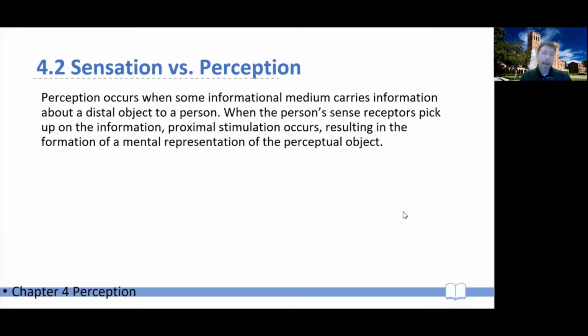Now, using the schema developed by Gibson, you can think of this this way. Perception occurs when some informational medium, the energy we were discussing earlier, carries information about some object out there in the world to a person, you, somebody who's going to receive that information. Now, when the person's senses pick up on this information, proximal stimulation occurs, or in the language of neuroscience, you might know this as transduction. And this results eventually in the formation of a mental representation of the perceptual object. And I know this is a mouthful, so let me break this down with an example.